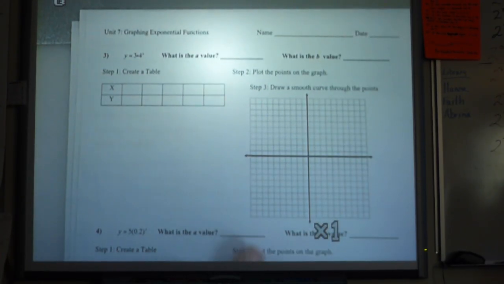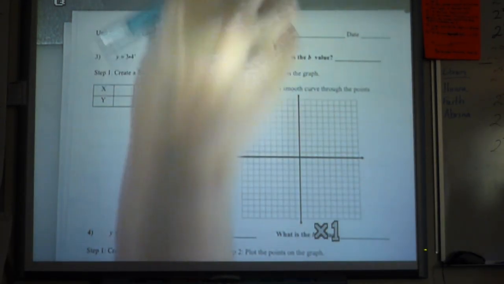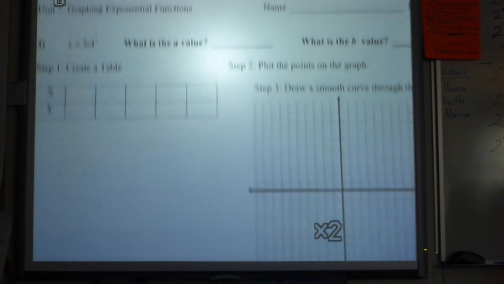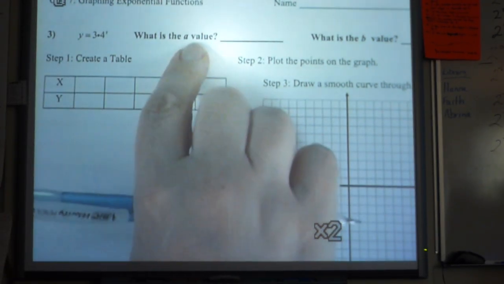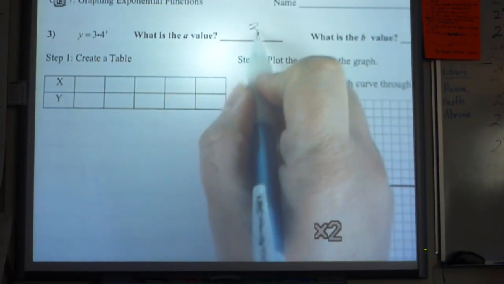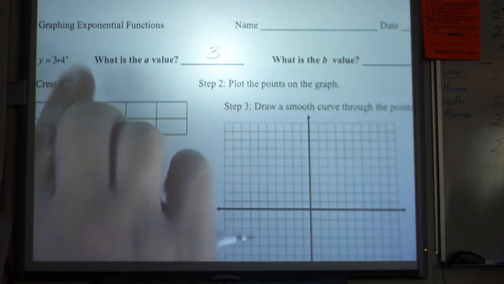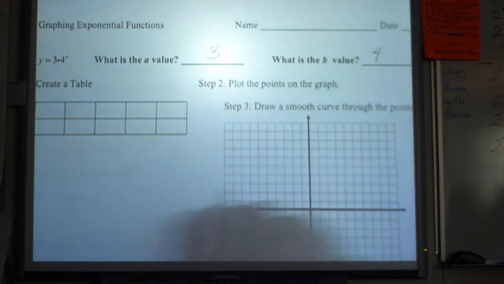Okay, so now we're going to get into slightly more complicated problems. We're not just going to start with 1, we're going to have different starting amounts. So in number 3, what's our starting amount? 3. And what's our base? Good, because the 4 is what's being raised to a power, so our base is 4. B equals 4.